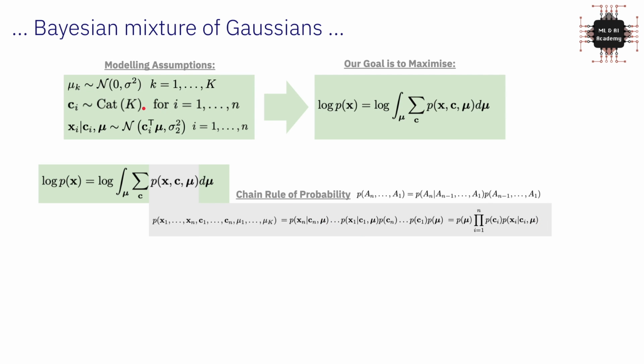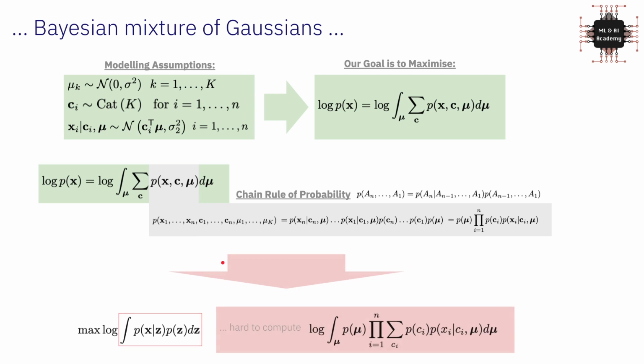Again, remember, we were doing this because we wanted to maximize log p, which means the log of this integral and the summation of the joint. And now we have the joint factorized in this way, using the chain rule of probability. It's really easy to factorize by just remembering our modeling assumptions, where x depends on c and mu, but c depends on nothing, as well as mu depends on nothing.